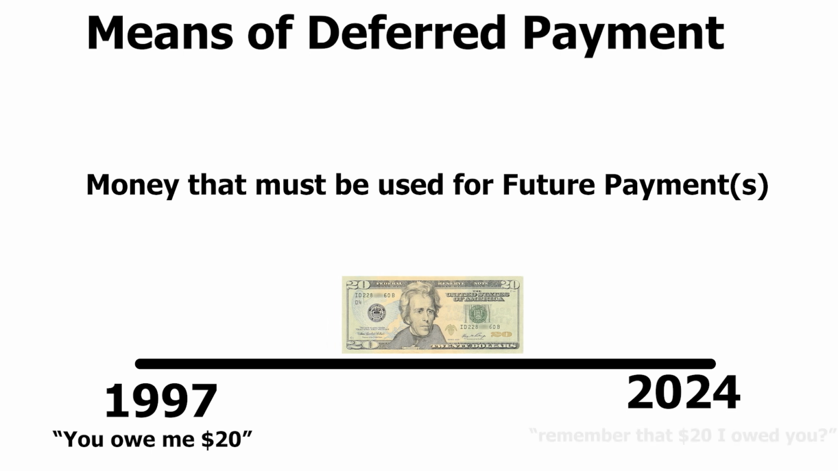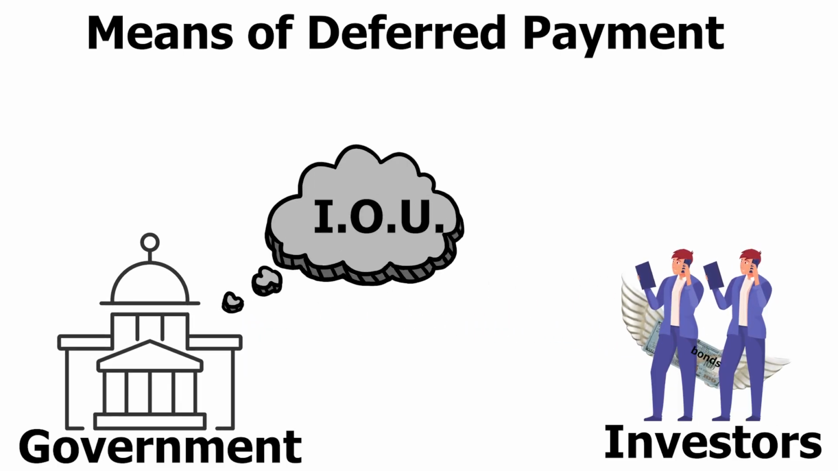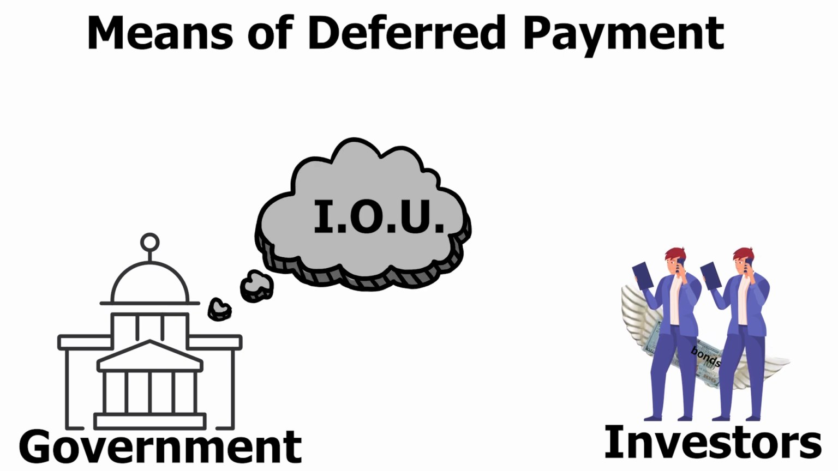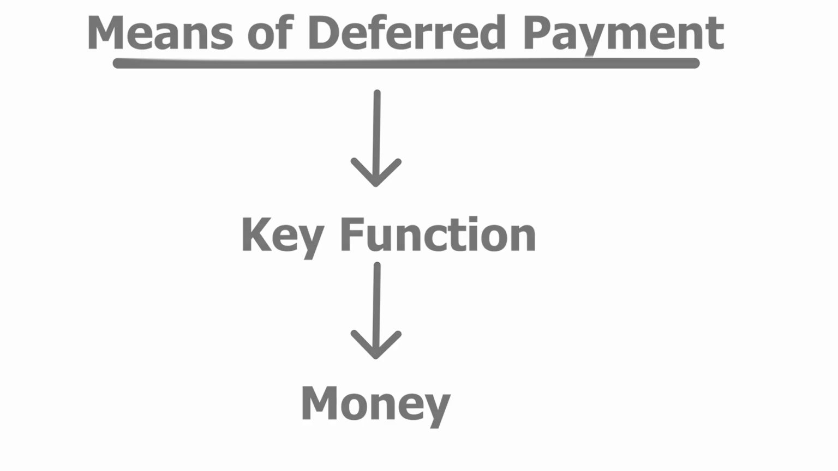Finally, we have the means of deferred payment. It is money that must be usable for future payments. When a government issues bonds, for example, they promise to repay that money in the future. A means of deferred payment is a key function of money in financial markets.